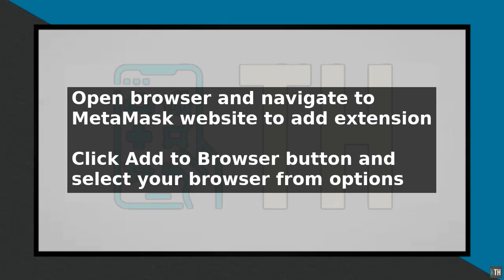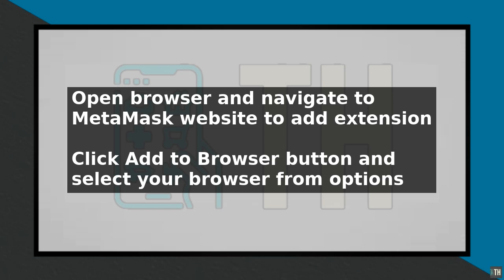To add the MetaMask extension to your browser, start by opening your browser and navigating to the MetaMask website. Click on the Add to Browser button. Then select the browser you are using from the available options. If you are using Google Chrome, click on the Add to Chrome button.